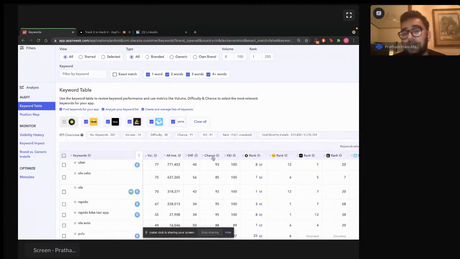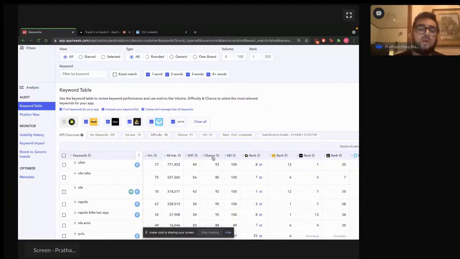Then we have chance. Chance is the probability that tells you, on a score of 0 to 100, what the chance is for your app to rank on this keyword, 0 being the lowest chance and 100 being the highest chance. Now, in the ideal situation, taking all these metrics into consideration, you would try to focus on a keyword which is higher in volume, lower in difficulty, and highest in chance to help your app rank on that particular keyword.